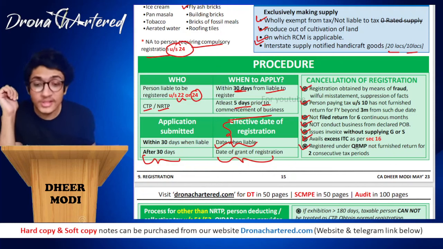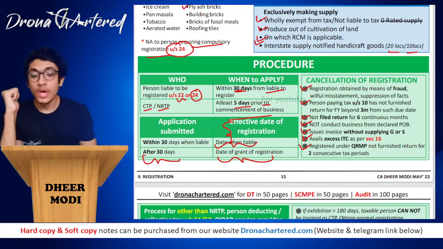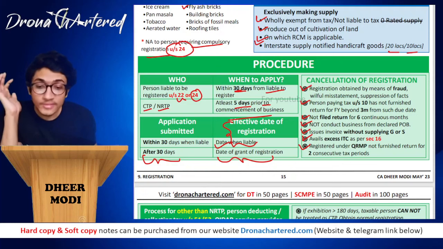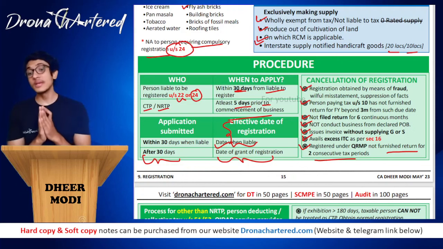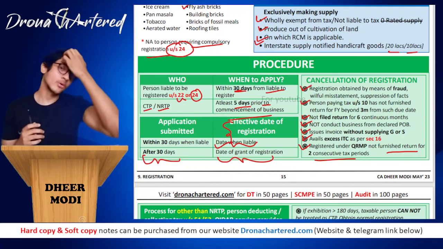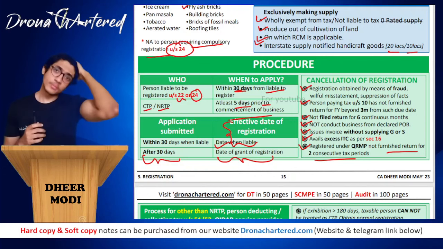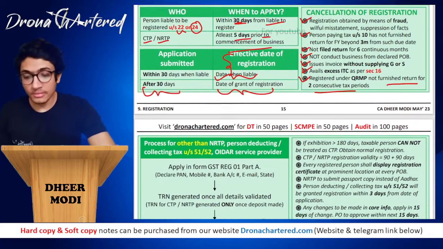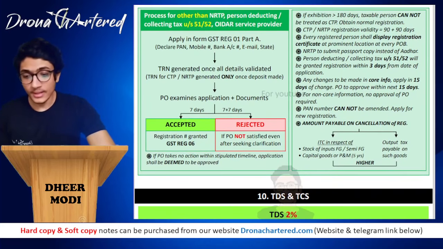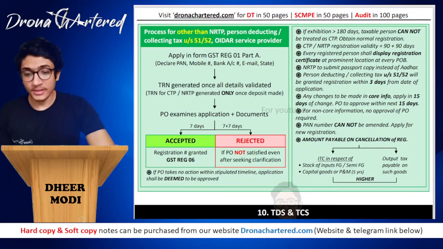Next is if you are registered under QRMP. QRMP is your quarterly return filing scheme. So if they are registered under QRMP and have not furnished return for 2 consecutive tax periods, your registration will be cancelled. These are your conditions where registration of people might be cancelled because of some returns you have not filed, etc. Great. And this is where our chapter gets over.